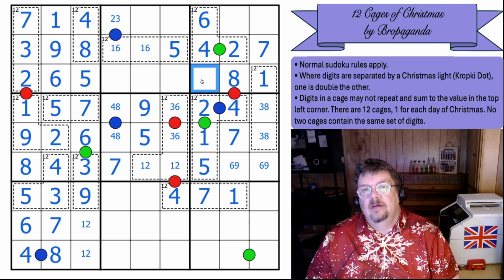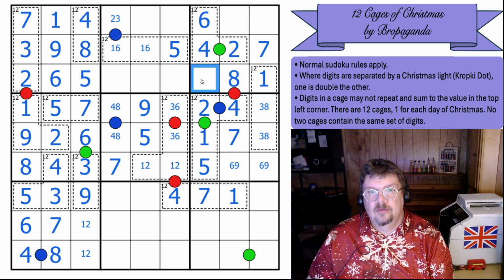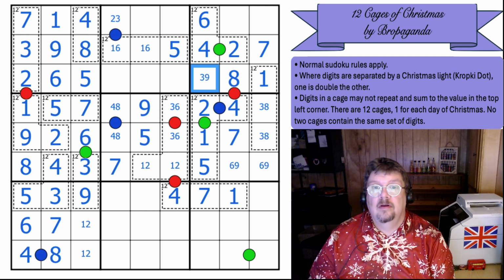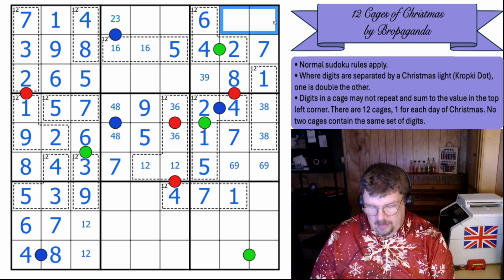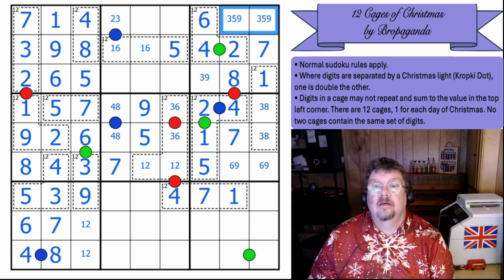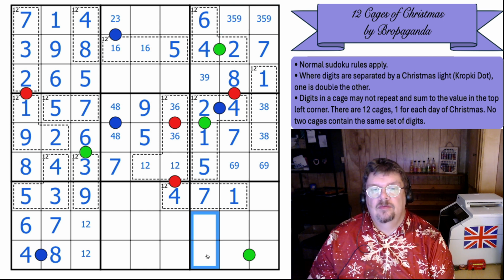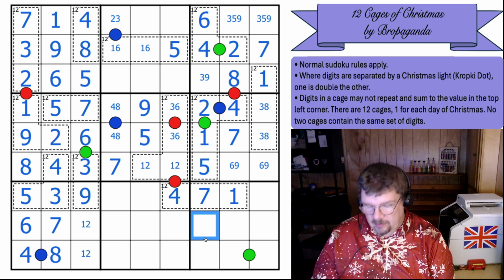We now need 3, 5, and 9. So that is 3 or 9. And then that's 3, 5, 9. In this column, we need 3, 9, and 8. And we can place the 8.